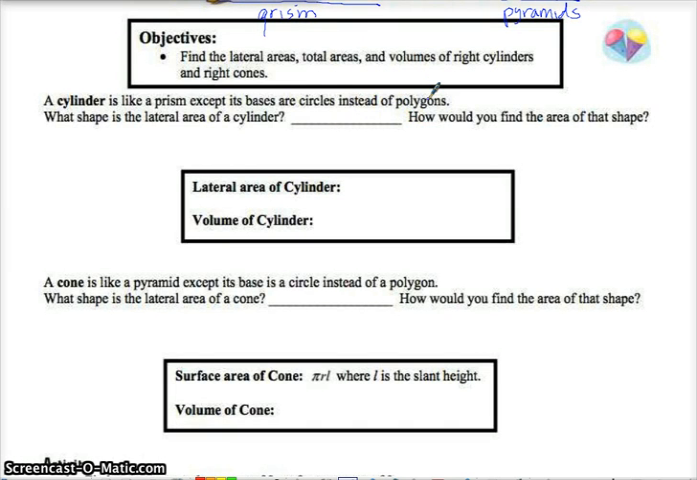Wow, I'm like a broken record. I could just keep saying it. A cylinder has bases that are circles. Hey, did you know that a cylinder has two bases and they're circles?